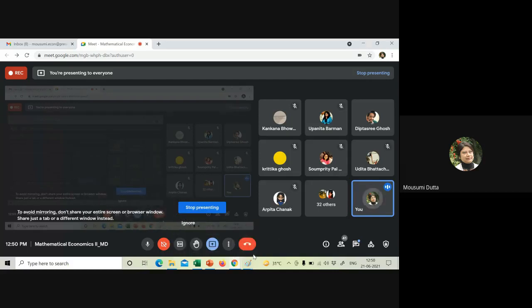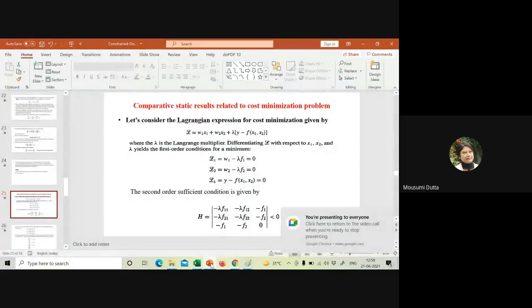Okay, just very briefly, let's start comparative static results. So comparative static results related to the cost minimization problem. So we are considering the Lagrangian expression. You are familiar with this expression, W1 x1 plus W2 x2. Here the price of x1 is W1, whereas price of x2 is W2. Output is considered as Y. Y is the output level. So subject to the output constraint, we are trying to minimize the cost.